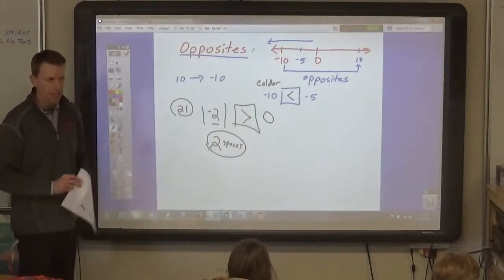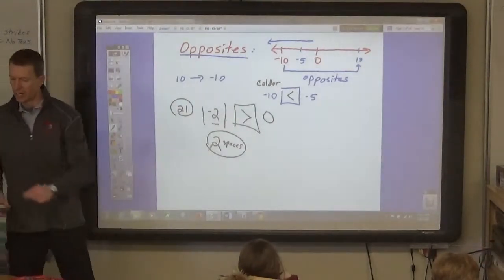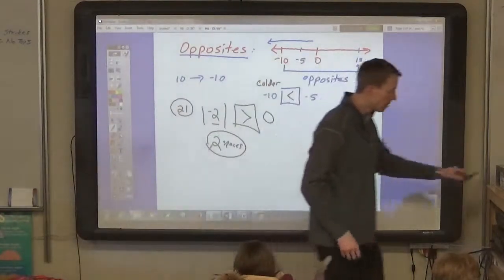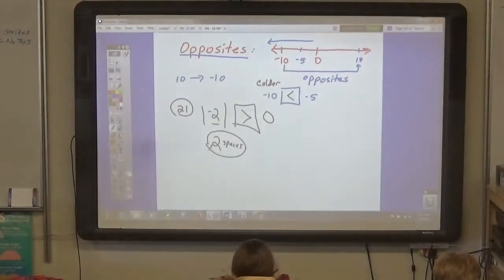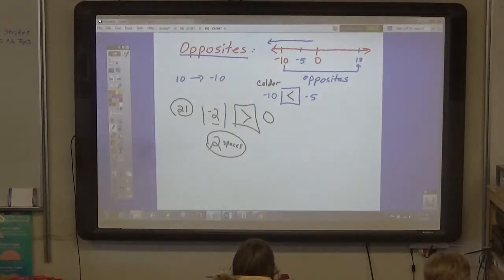Any questions on these? We talked about what integers are, opposites, and absolute value. Okay? Finish this worksheet for Monday. Okay.